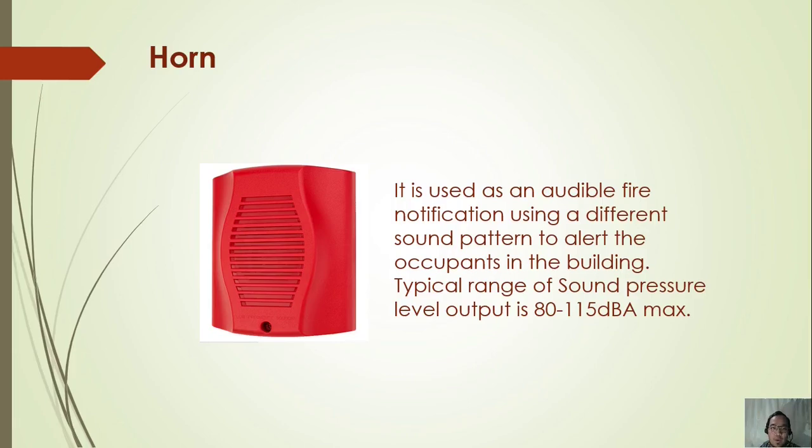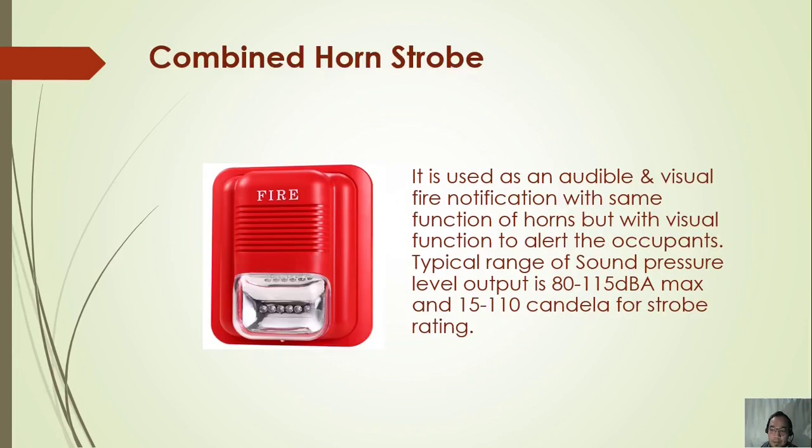So the next one is horn. It is used in audible fire notification, using a different sound pattern to alert the occupants in the building. The typical range of sound pressure level is almost the same as the bell, but it sounds different compared to the bell. It's programmable actually. It can be continuous. It can be a temporal pattern. There are a lot of sound patterns that can be used here.